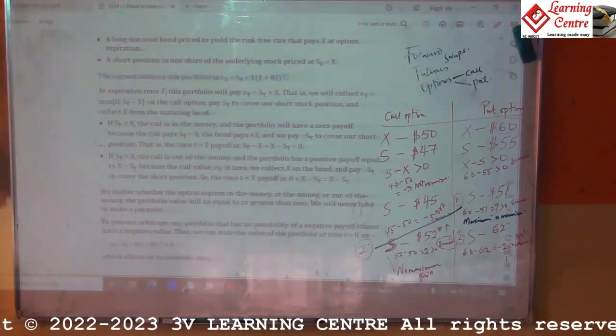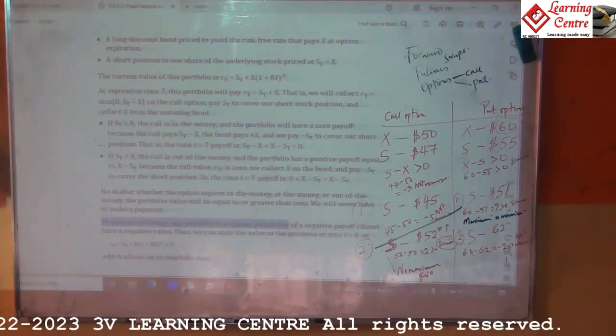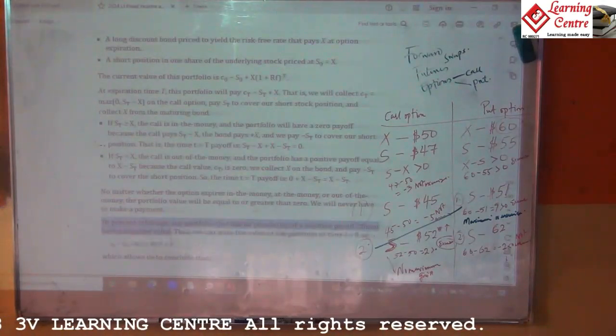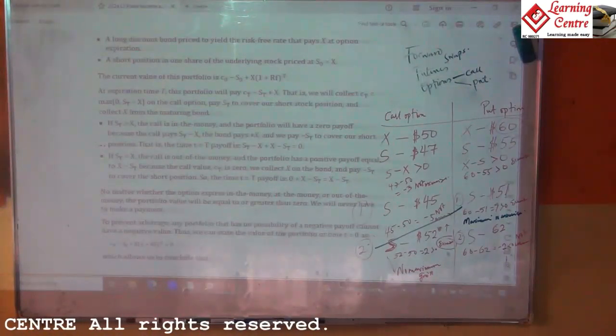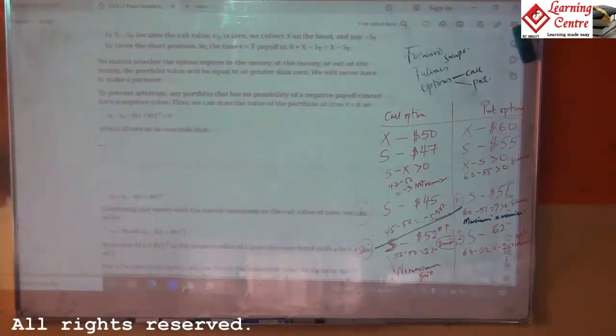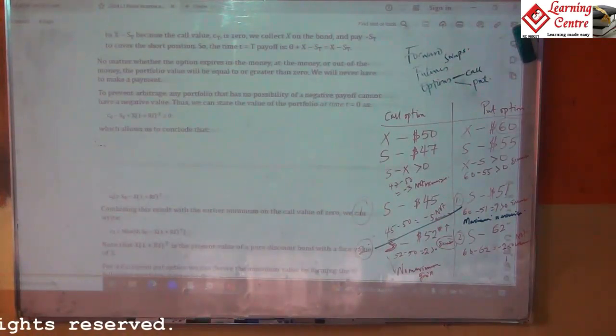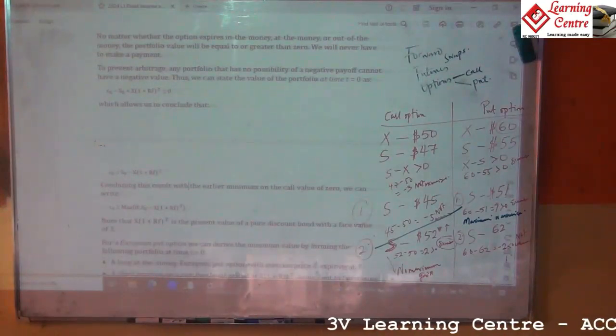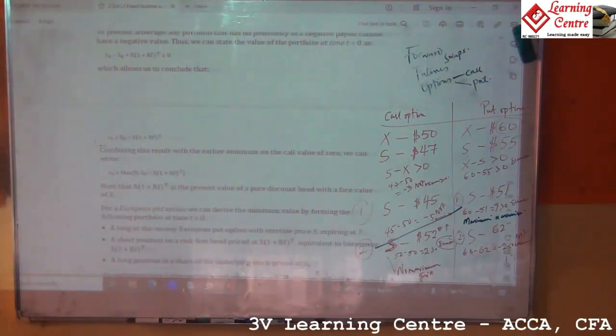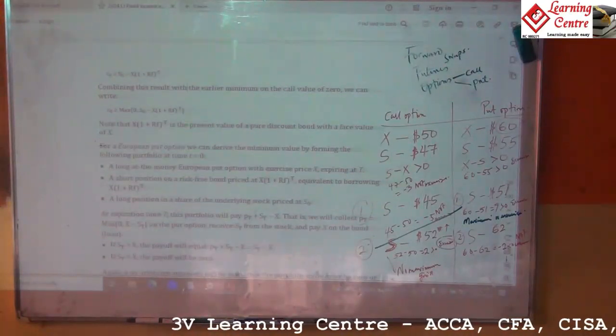So the point is to prevent arbitrage. Any portfolio that has no possibility of negative payoff cannot have a negative value. So we state the value as this. So the formula we need to know is that the call option is greater than or equal to the spot price minus the exercise price discounted at the risk-free rate. So all this you don't need to calculate. I'm sure there's a place where they said you don't need to calculate all these things, so I don't like to bother you guys with it.